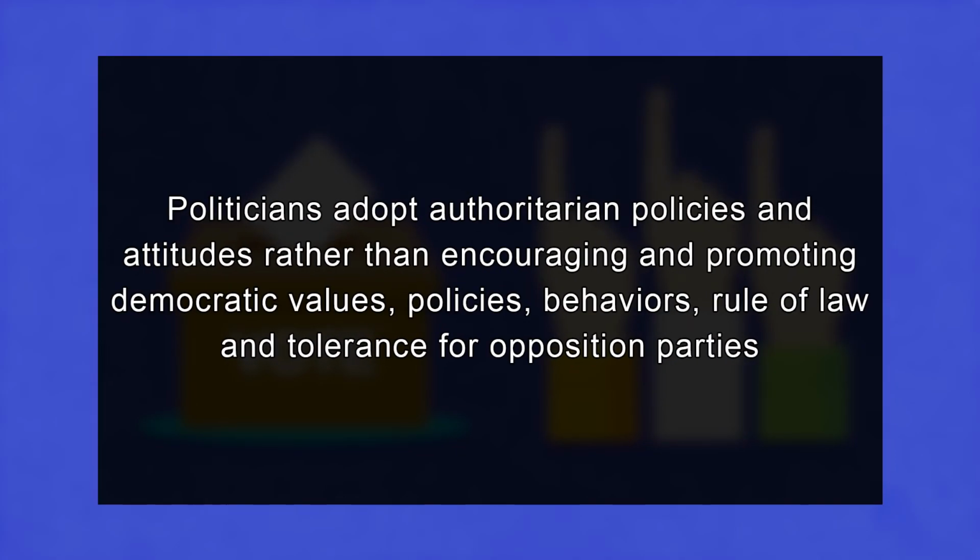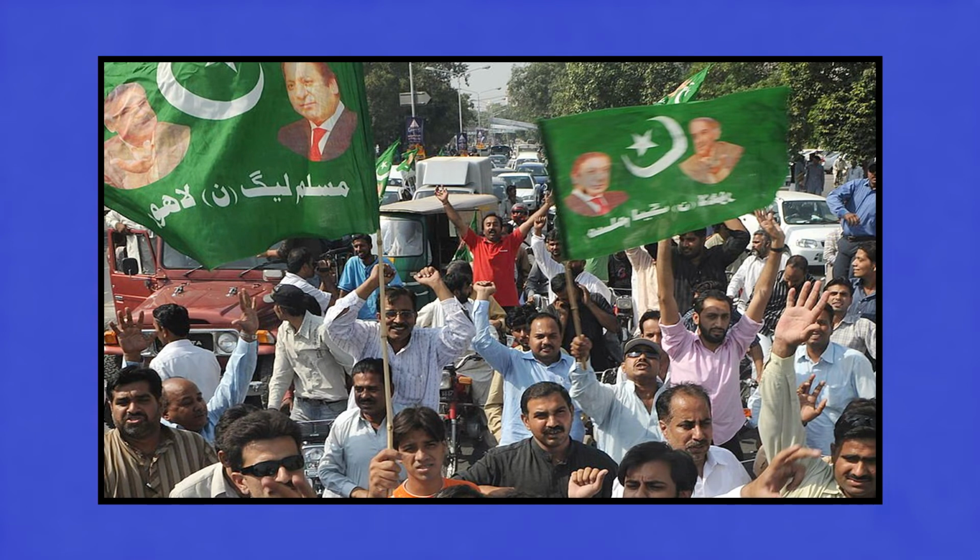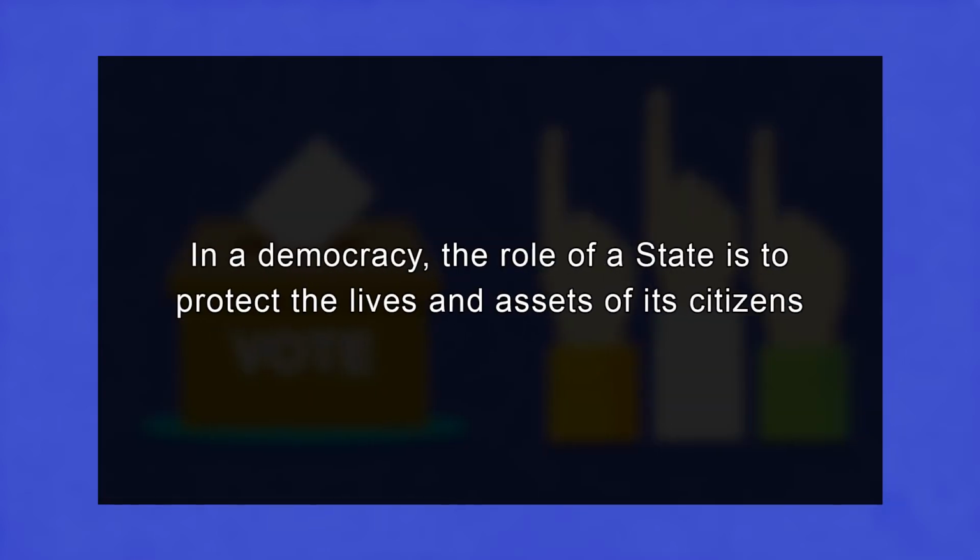Unfortunately, the politicians adopt authoritarian policies and attitudes rather than encouraging and promoting democratic values, policies, behaviors, rule of law and tolerance for opposition parties. In November 1997, the supporters of PMLN attacked the premises of the Supreme Court of Pakistan, but the leadership did not discourage their supporters.